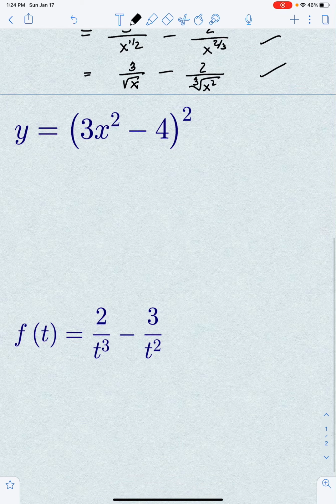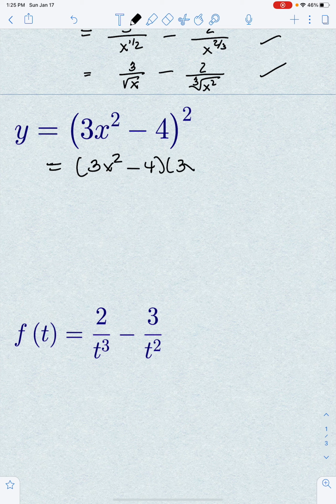So this next one, now notice this is a quantity squared. So we can't exactly use the power rule because we only know how to differentiate single powers of x, or any variable really. So the first thing we're going to do is manipulate the expression. So squaring something means multiplying by itself. So I'm going to write this as 3x squared minus 4 times 3x squared minus 4, and then we're going to FOIL. So notice, no derivative has occurred yet.